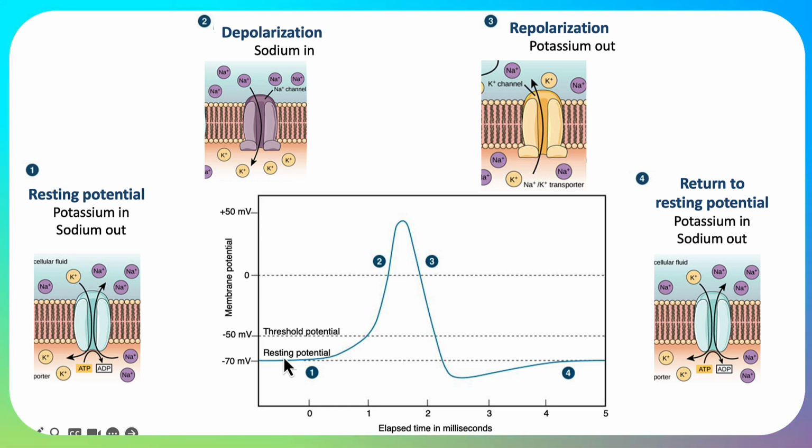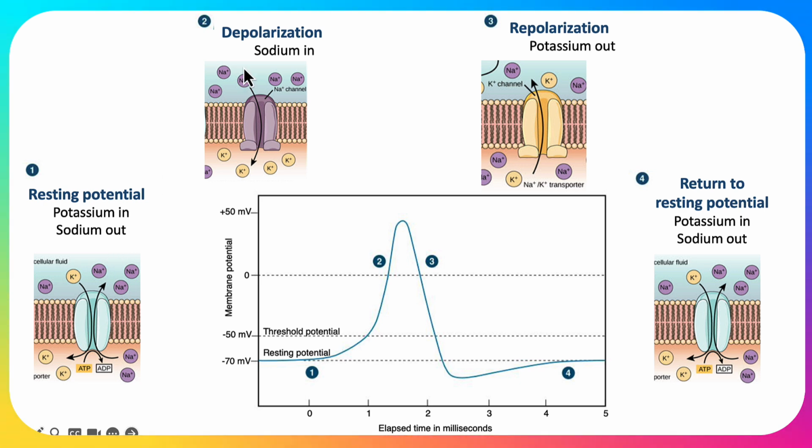We start negative, the action potential is positive, and then we need to rapidly change that again. The way we do it is by using energy to create concentration gradients of the ions. Okay, and I remember pin sout. So the resting potential is potassium in, sodium out.